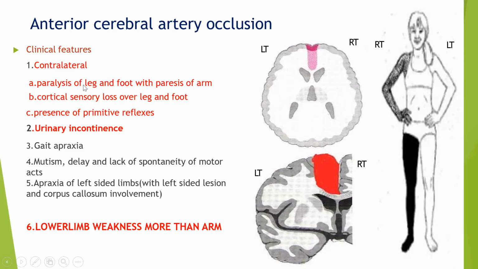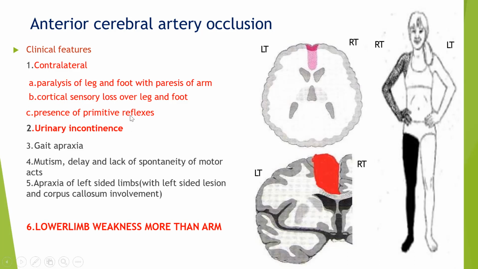So the patient will have contralateral paralysis of the leg and foot, with less paralysis of the arm, and cortical sensory loss over the leg and foot. So cortical sensation you can check in this area when you are suspecting, and if it is absent, you can suspect anterior cerebral artery. There will be presence of primitive reflexes, like the grasp reflex and the palmomental reflex. It is an important primitive reflex by which we can suspect the patient has anterior cerebral artery occlusion. Just a clue, it's not a diagnostic reflex.